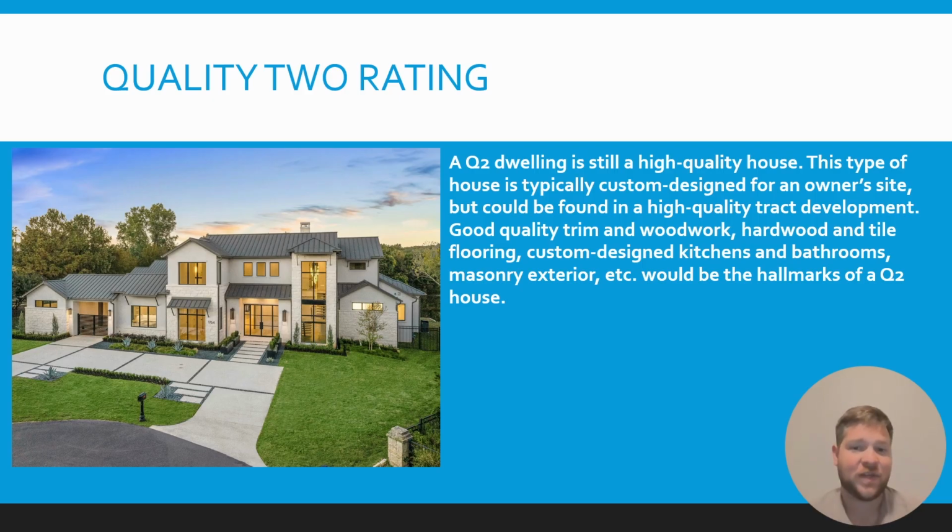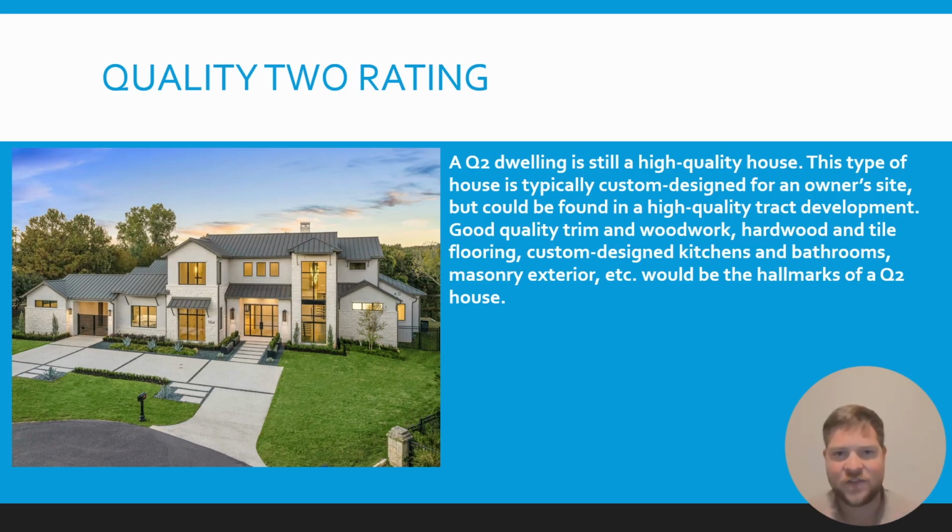This type of house is typically custom designed for the owner's site, but could be found in a high quality tract development. Good quality trim and woodwork, hardwood and tile flooring, custom designed kitchens and bathrooms, masonry exterior, etc. would be the hallmarks of a Q2 house. Now, remember what it said, imported things. You're not going to have in a Q2 home a chandelier made in the Greek Isles and imported in here, or marble brought in from somewhere in Russia.